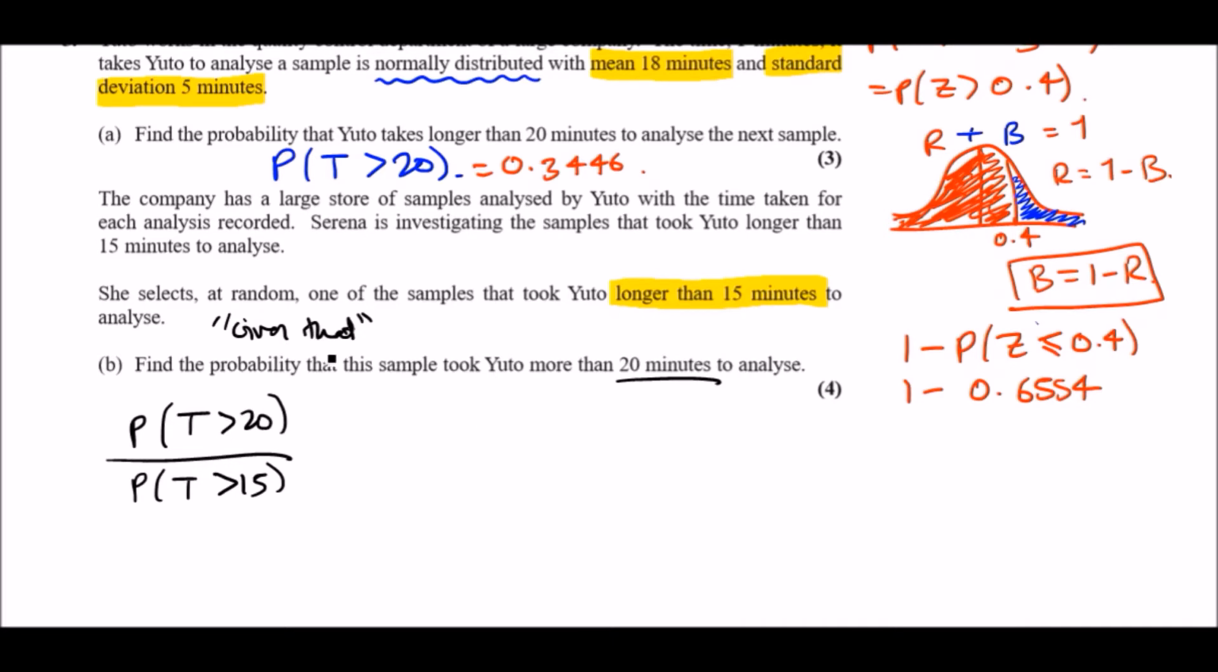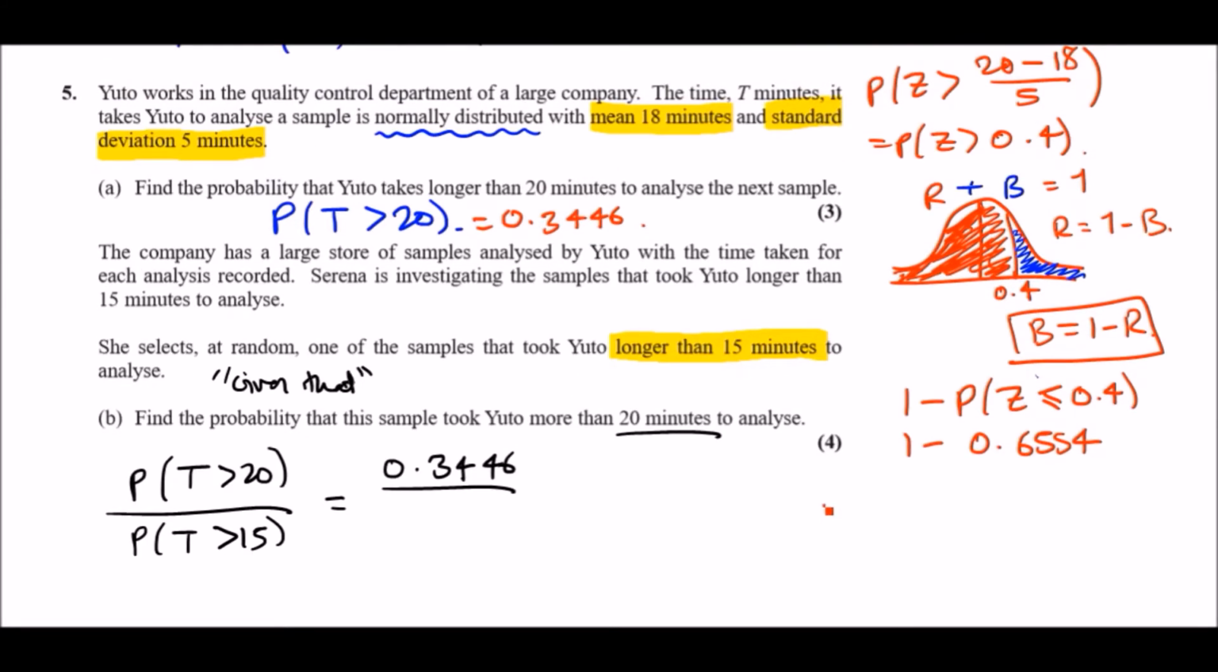Okay. And well, we already solved the first one. We already had 0.3446. Now we just work out the z value of this one and pop it back in. So same thing applies. Just like you did earlier, so it'll be probability of T greater than 15, so Z greater than 15 minus the mean over the standard deviation, which was 5. Okay, put that in the calculator. So 15 take away 18 over 5, you should get minus 0.6.